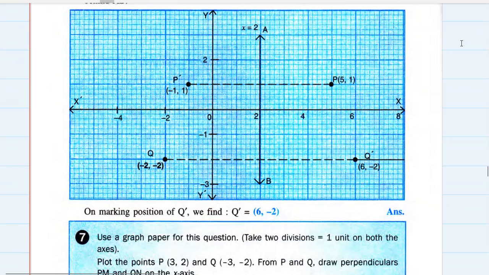Okay, so this is the solution. Now, as I was talking about, the line x is equal to 2 is a vertical line parallel to the y-axis at a distance of 2 units from it. That is the mirror line.